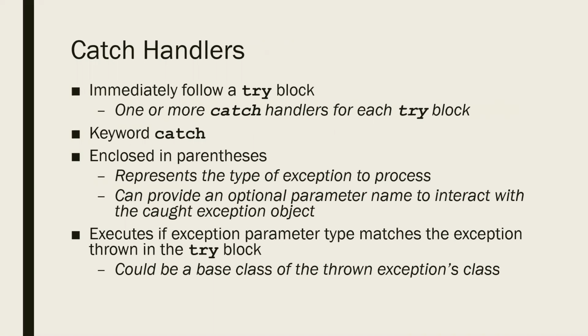Next are catch handlers. These immediately follow the try block. There are one or more catch handlers for each try block. The keyword is catch, and they are followed by parentheses. Inside the parentheses should be what represents the type of exception to process, and it can provide an optional parameter name to interact with the caught exception object. It executes if the exception parameter type matches the exception thrown in the try block. It could be a base class of the thrown exception's class.